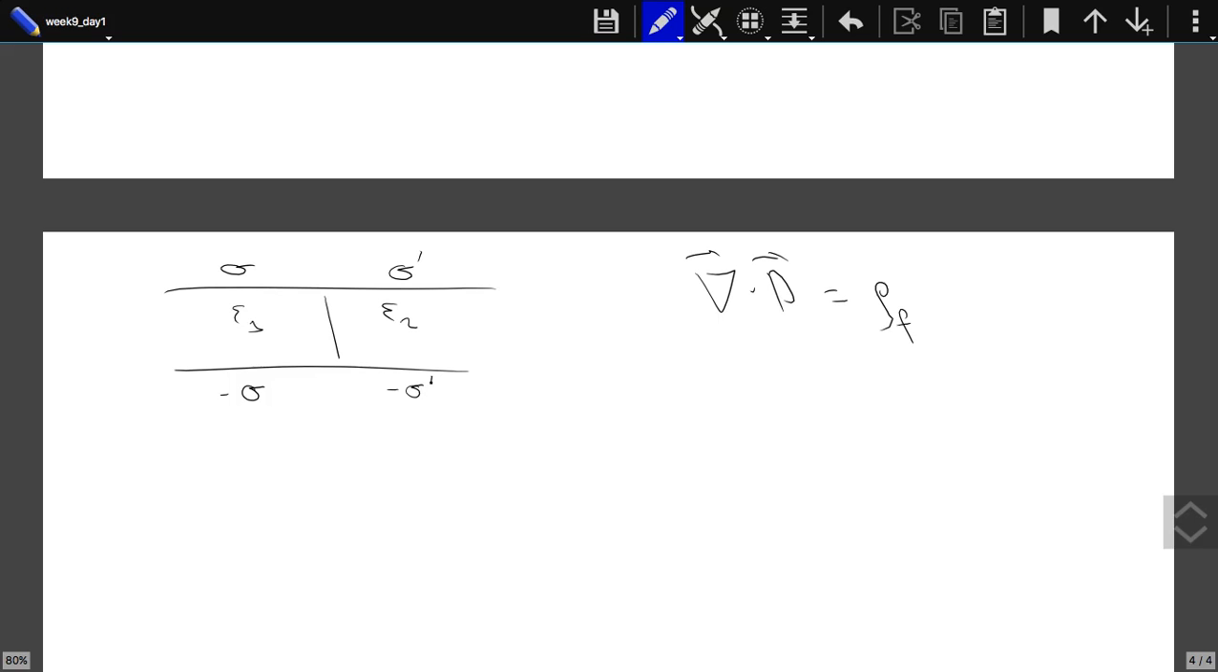But I will make an assumption. I will assume that the displacement field and also the electric field, because the displacement field will be proportional to the electric field, I will assume that both are vertical. There are no fringing fields. So the displacement field and the electric field are both perpendicular to the conductors. This is an assumption. There will be fringing fields which will violate this assumption, but for most of the system, this is a good enough description.